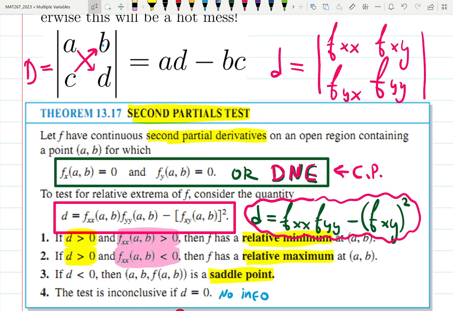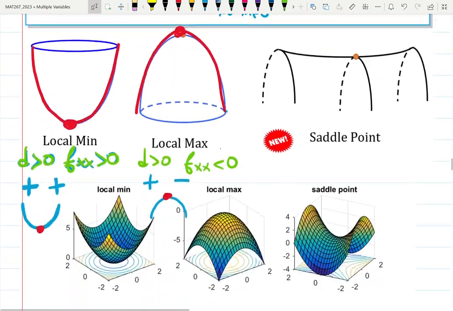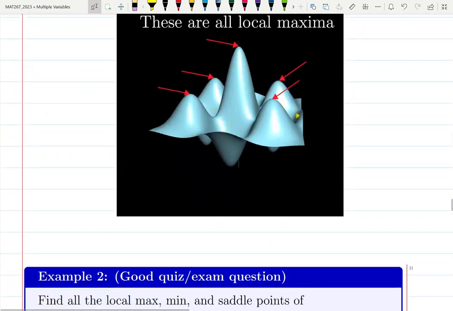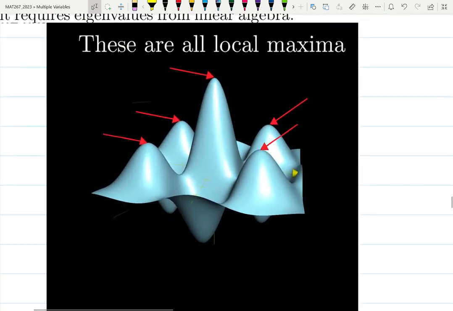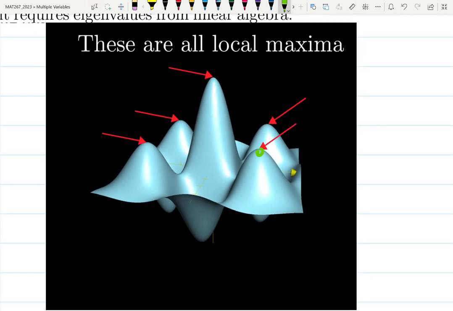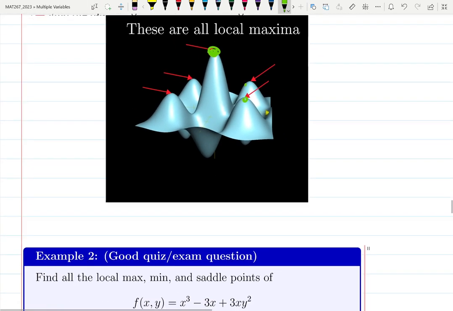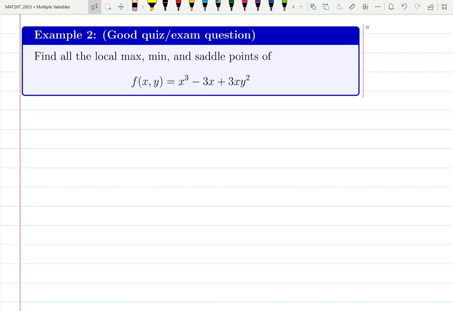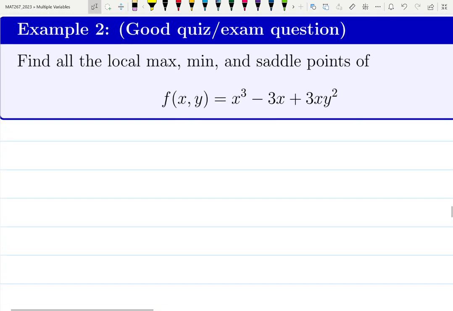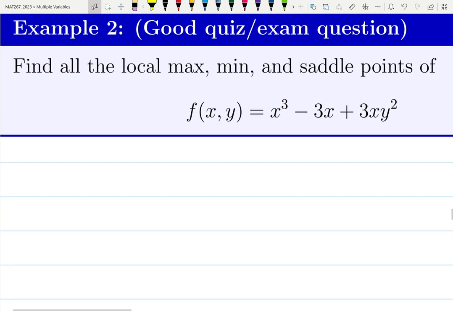Are you done with this one? Okay, let's concentrate on this one problem. I highly recommend you do, and then I will show you more stuff. You see, local maximums, global maximum, pretty cool idea here. Here it is. Let's do this nice, good quiz exam question. Find all local minimums, maximums, and saddle points for this surface. Again, it's all three-dimensional objects now. x cubed minus 3x plus 3xy squared.